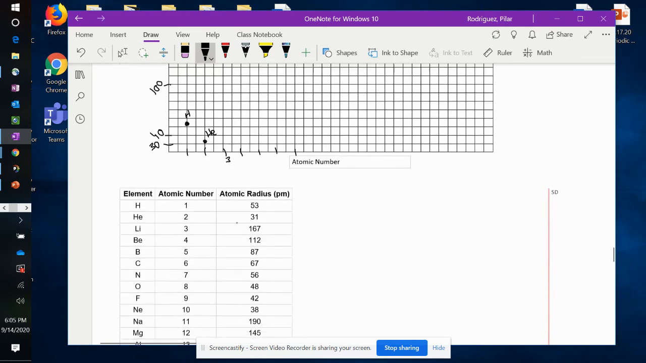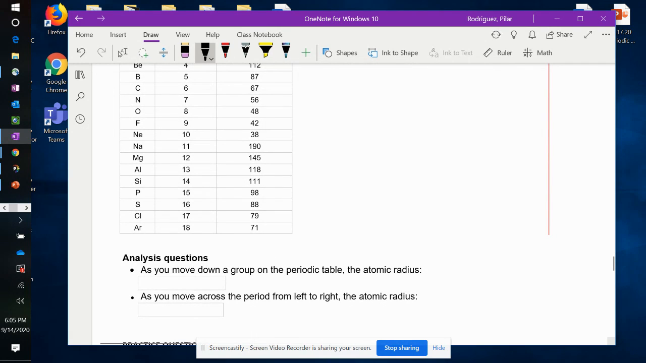So this is what you guys are going to do for the whole graph. And then you're going to see if there's any trends, and then you're going to answer these analysis questions.